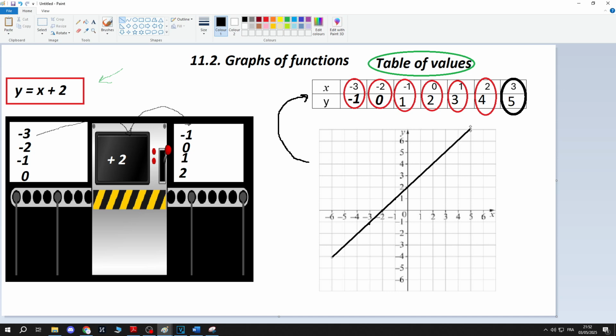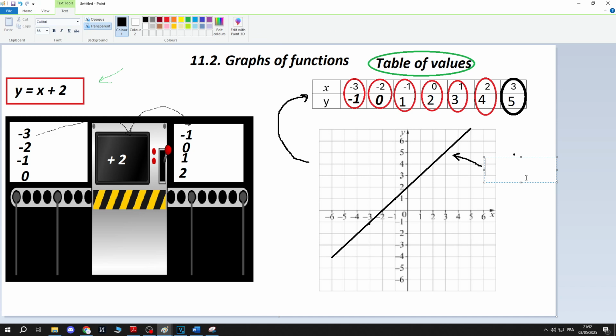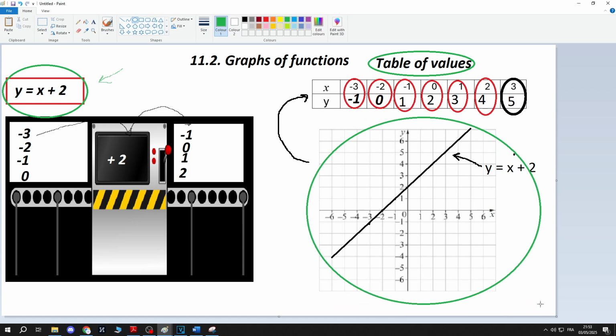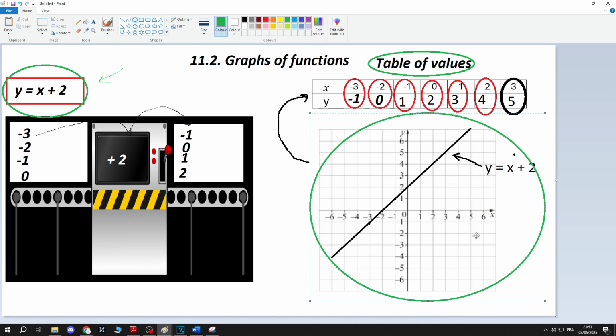Now this, boys and girls, is a graph of my function. This is for y equals x plus 2. So what does that mean? That means we can either write the function as y equals x plus 2, or we can represent it geometrically by drawing it as a line on a graph.